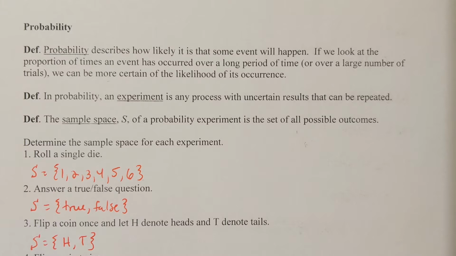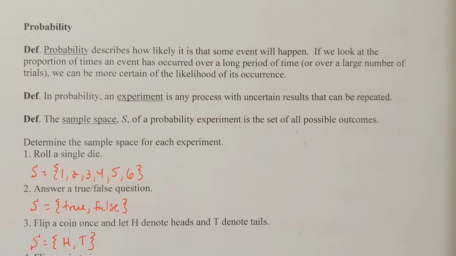Now, a lot of what we talked about in the last chapter is related to probability, the counting techniques. Okay, so something to keep in mind there. Definition: probability describes how likely it is that some event will happen. If we look at the proportion of times an event has occurred over a long period of time or over a large number of trials, we can be more certain of the likelihood of its occurrence.